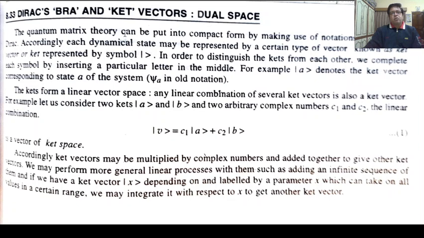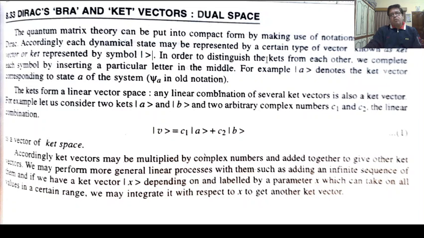The quantum matrix theory can be put into compact form by making use of notations invented by Dirac. Dirac invented some kinds of notations related to quantum matrix theory, which are very popular. Accordingly, every dynamical state can be represented by a certain type of vector known as a ket vector, represented by a symbol like this.